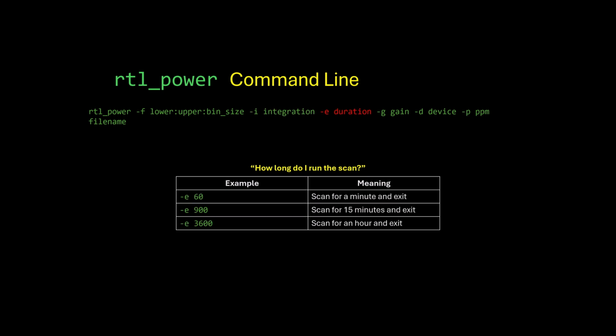-e is the overall duration. How long do you run this whole scan for? So like -e 60 is for a minute. -e 3600 is for a full hour. You get the point. This is good for headless.